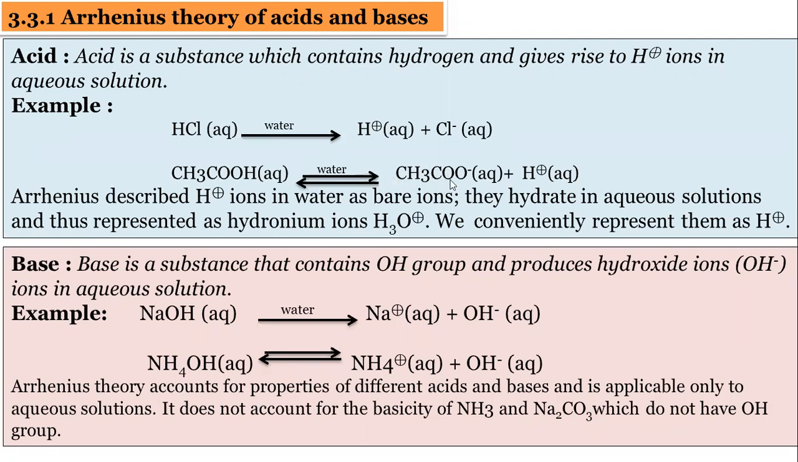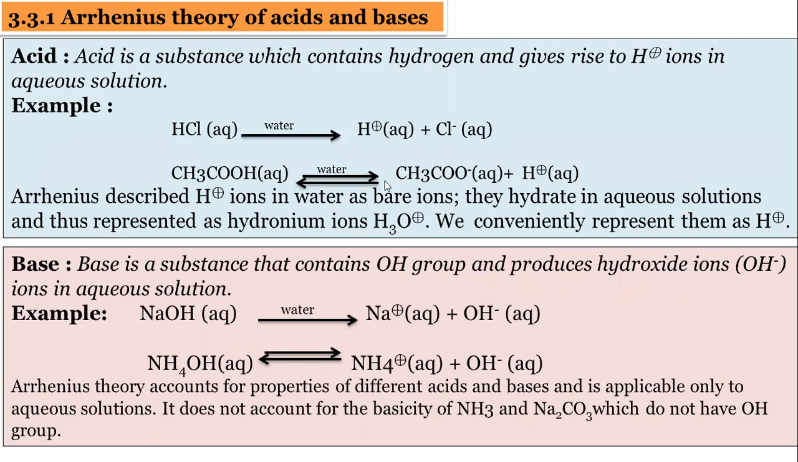It produces CH3COO minus ions and H plus ions. So according to the definition of Arrhenius theory, this CH3COOH also has hydrogen, and when it is dissolved in water or in aqueous solution, it produces H plus ions. So according to the Arrhenius theory, HCl is a strong acid and CH3COOH, acetic acid, is a weak acid.